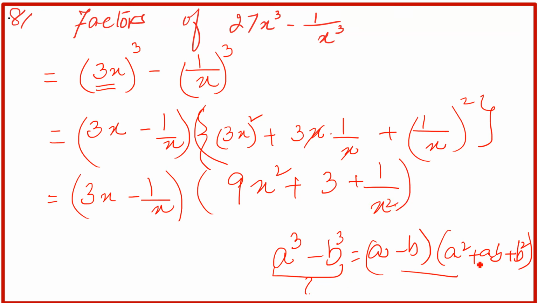Just follow this formula. This is given, a cube minus b cube, the cube of the first term and the cube of the second term, and the sign is negative. So it should be equal to a minus b. Whatever you have instead of a, instead of b, write down. We have 3x instead of a, 1 over x instead of b, and then a square plus ab plus b square. This is a, this is b. Make the square of this, make the square of this, and then you will get this answer. So just check where it lies, A, B, C, D, in your multiple choice question. This is just your answer.